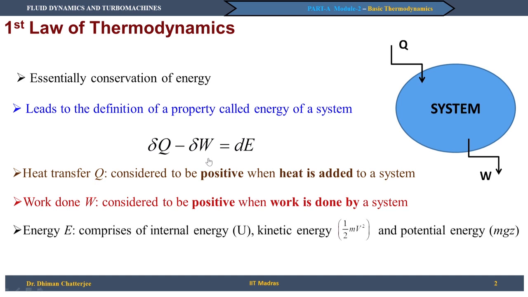This energy E comprises internal energy, which is given by capital U, the kinetic energy, which is a macroscopic property given by half mv squared, and also potential energy, which is given as mgz, where z is the elevation from some datum. We may also express this energy in terms of specific energy e, which comprises the specific internal energy small u, half v squared and gz respectively.